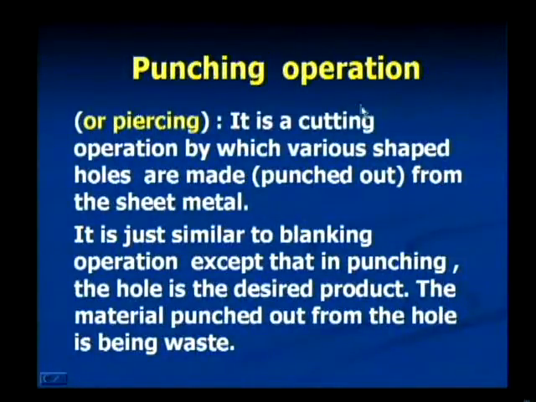And the punching operation can be observed here. It is a cutting operation by which various shaped holes are made. It need not be round; various shaped holes can be made or punched out from the sheet metal. It is just similar to blanking operation, except that in punching, the hole is the desired product. The material punched out from the hole is waste.